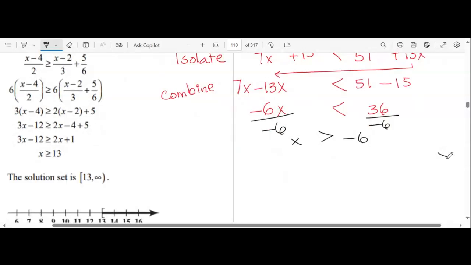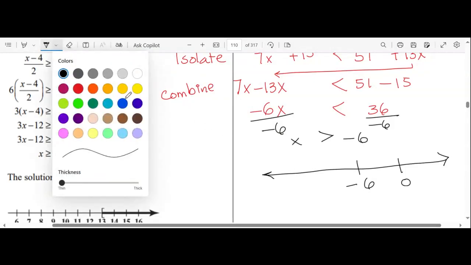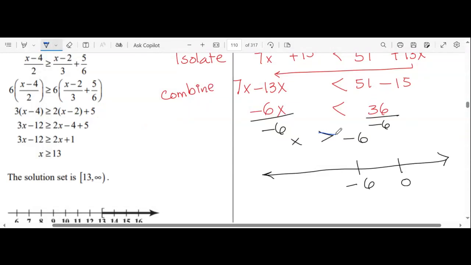Now, we need to graph this, correct? Where is negative 6? Let's say 0 here. Where is negative 6? Here. Is it going to be open or closed? Open. Why open? Not equal, because it's only greater than, right?